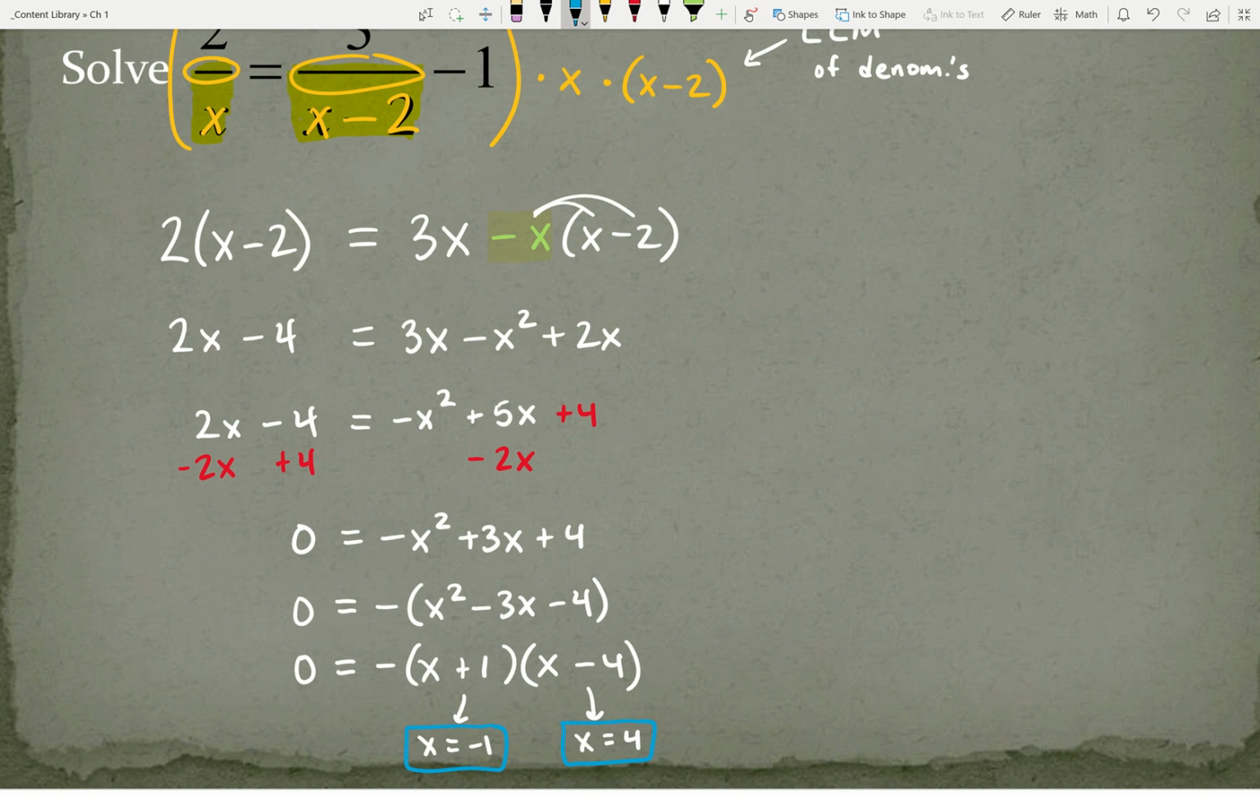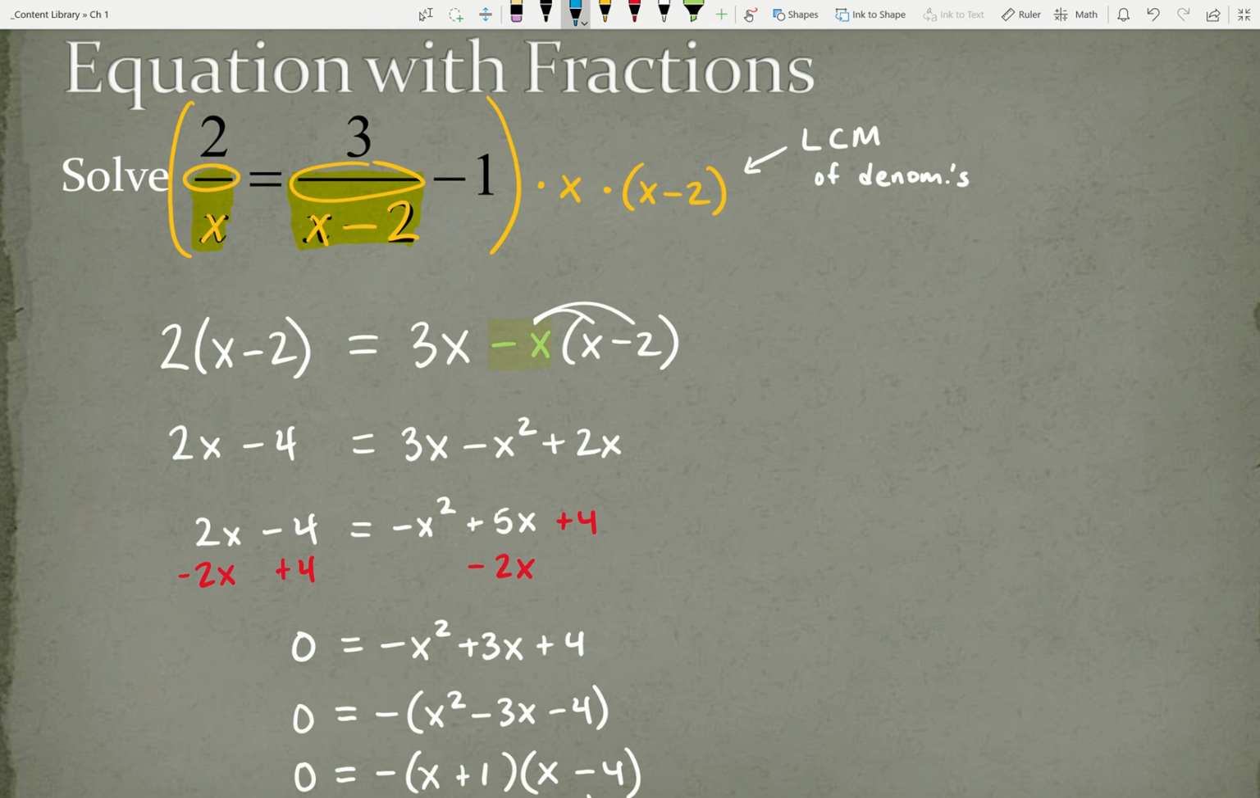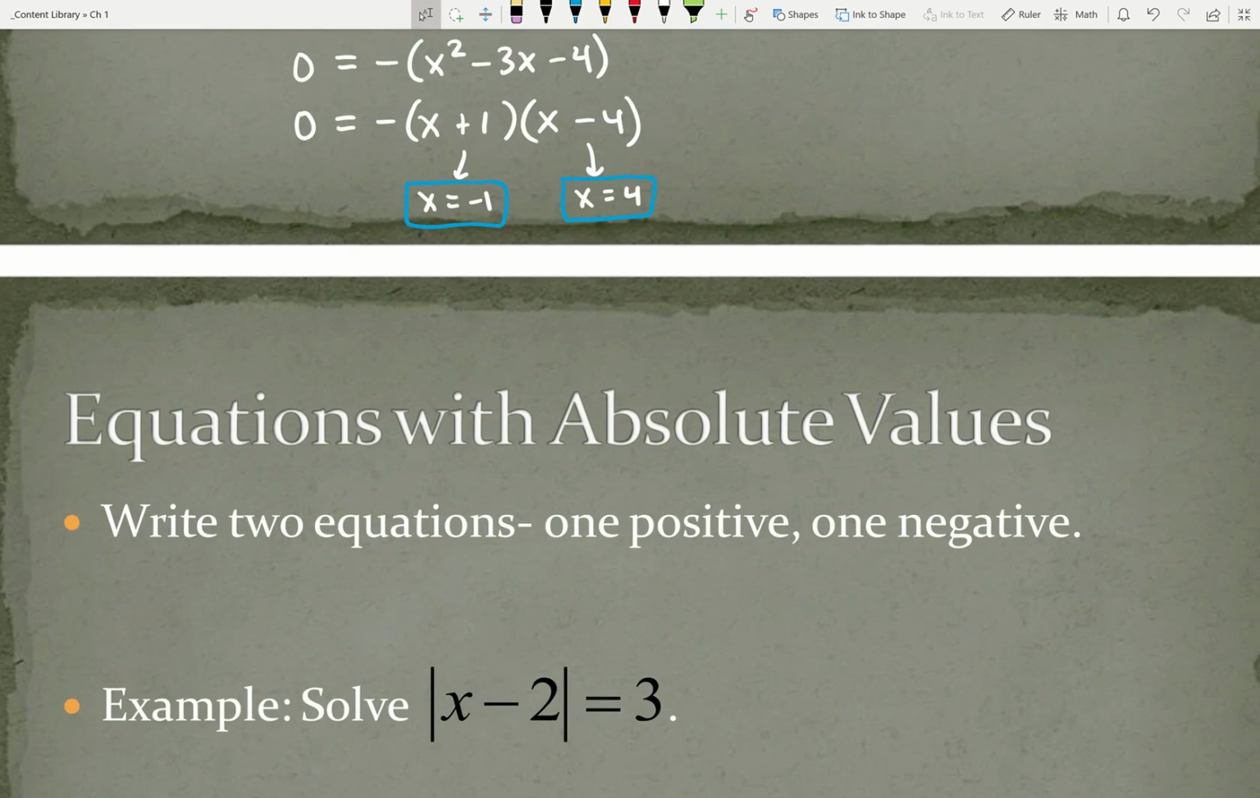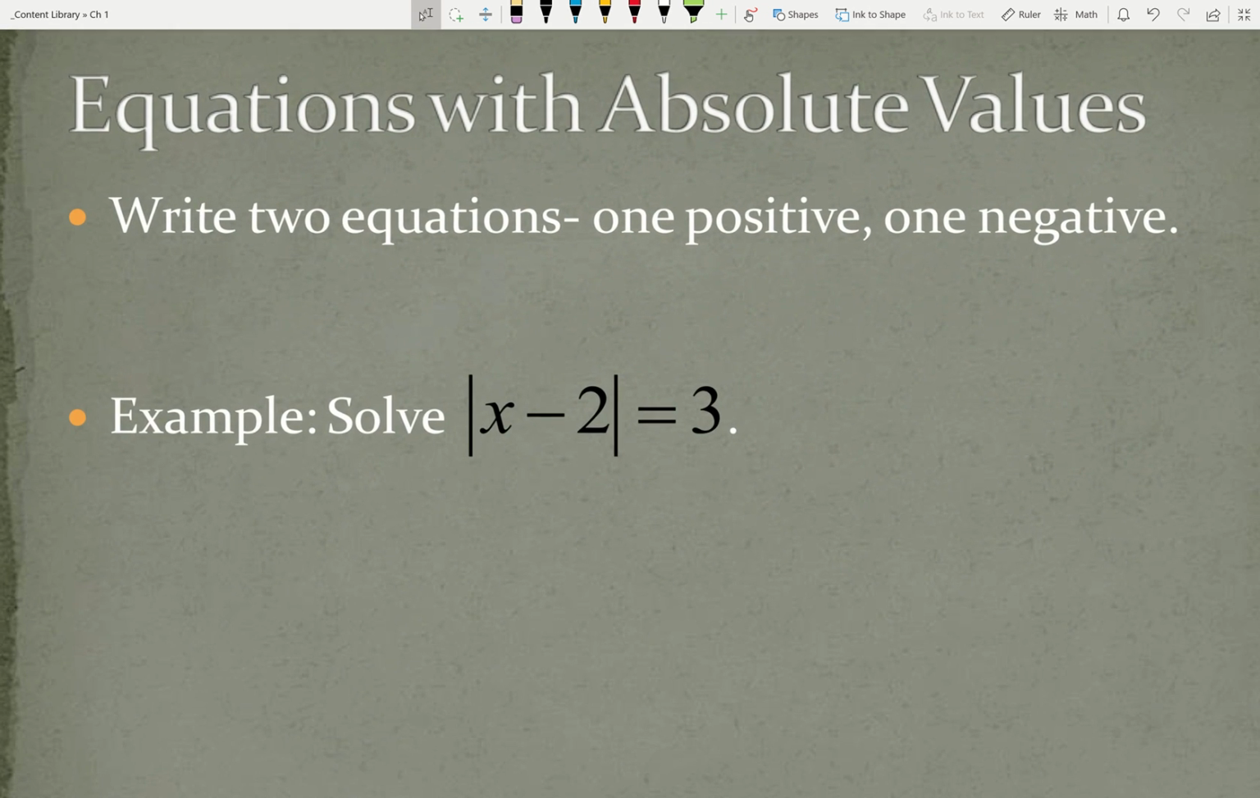So again, pretty straightforward. Whenever you have an equation with some fractions in it, you just want to clear those fractions by multiplying times the LCM. And then the last type of equation I want to review how to solve here in this video is how to solve equations with absolute values in it. So it says to write two equations, one positive and one negative, all right?